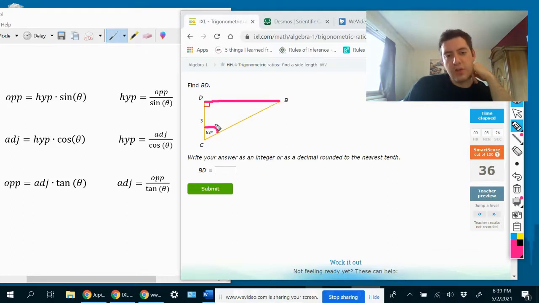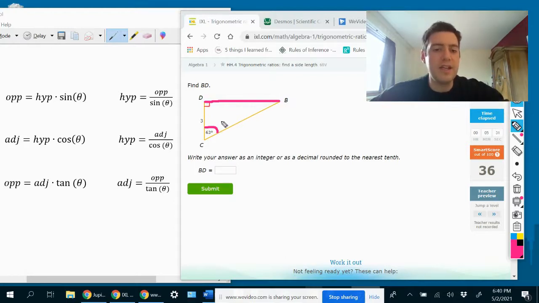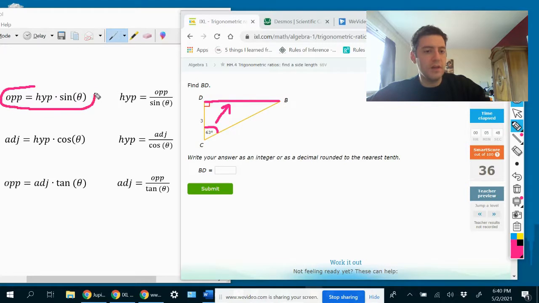And what's the relationship between this angle and this line over here? Well, this line is opposite this angle. So what I'm looking for is the opposite side. Now, if I had been given the length of this hypotenuse, then I would be able to use this equation over here that says that the length of the opposite side is equal to the length of the hypotenuse times the sine of the angle. But I do not know what the length of the hypotenuse is because it didn't tell me that.